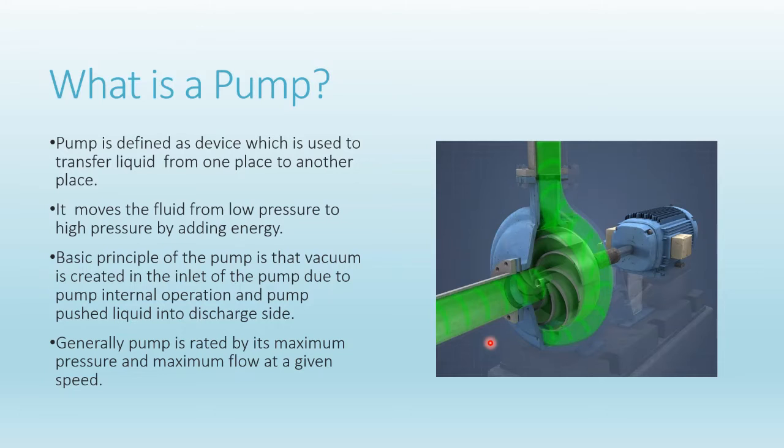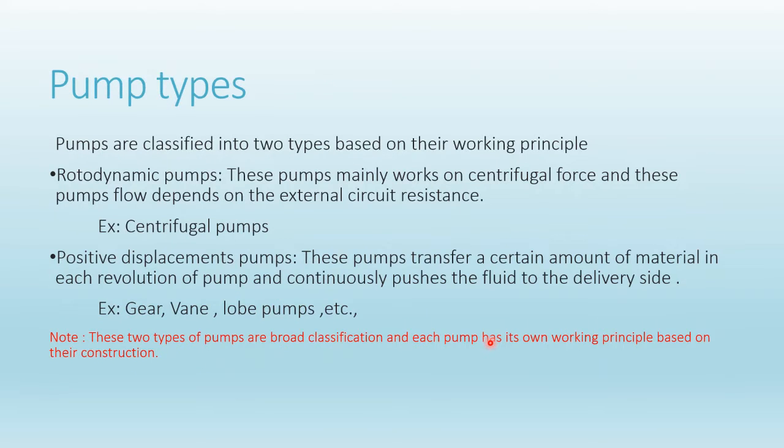Now we will go through different types of pumps. Pumps are basically classified into two types based on their working principle: rotodynamic pumps and positive displacement pumps. Rotodynamic pumps mainly work on centrifugal force, and their flow depends upon the external circuit resistance. A general example of these is the centrifugal pump.